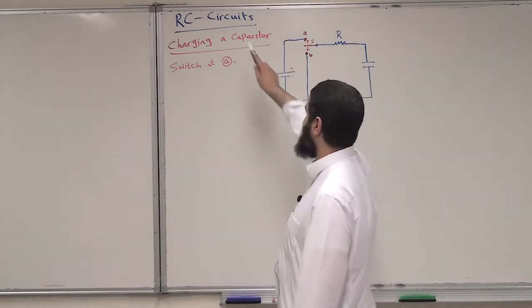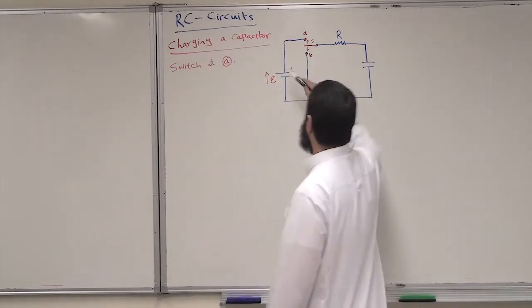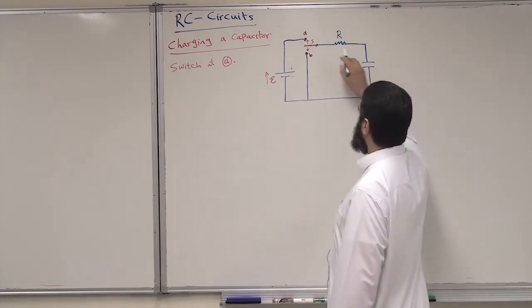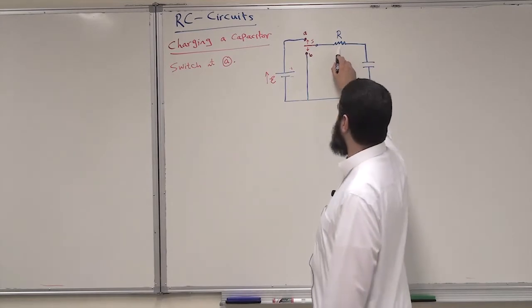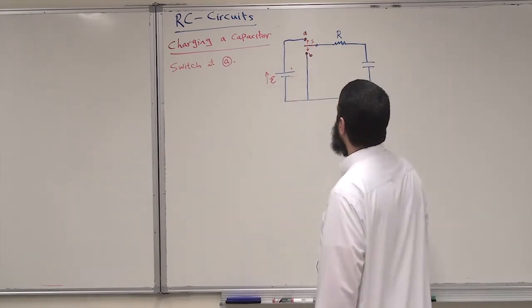Now we will talk about RC circuits. It is the type of circuit which contains resistors and capacitors. So this is called an RC circuit. This is my capacitor connected to a resistor, and also we have an EMF device.